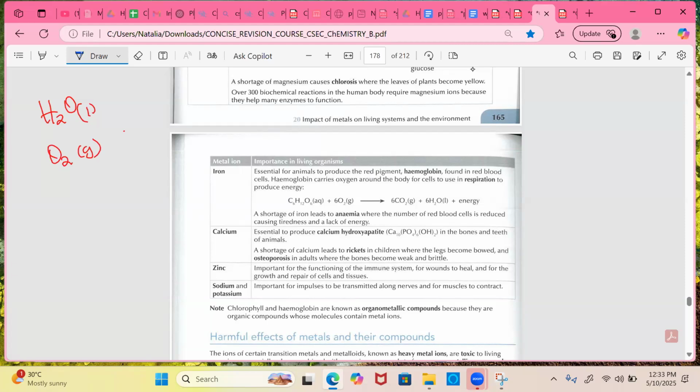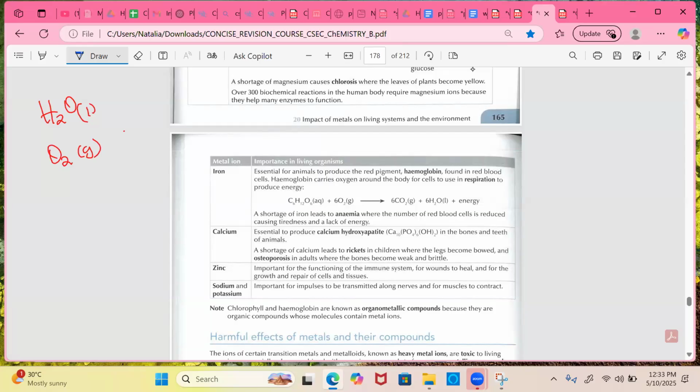Calcium is essential to produce calcium hydroxyapatite in the bone and teeth of animals. So it builds bone and teeth. A shortage of calcium leads to rickets in children, where legs become bowed, and osteoporosis in adults, where bones become weak and brittle. Zinc is important in the functioning of the immune system, for wounds to heal, and for growth and repair of cells and tissue.